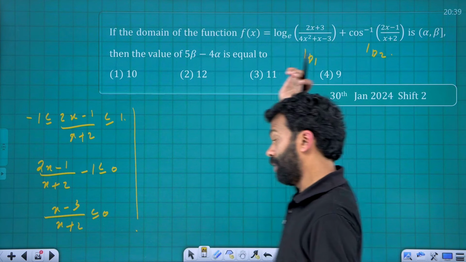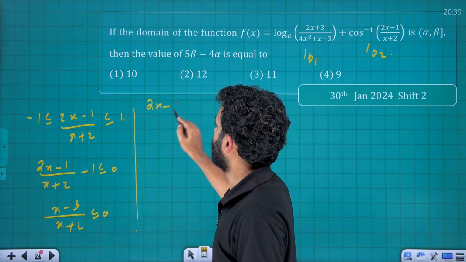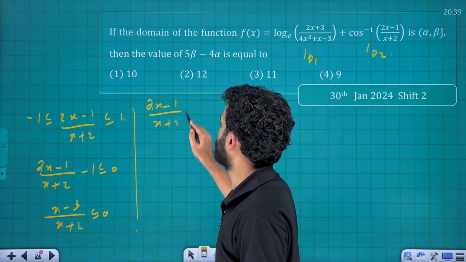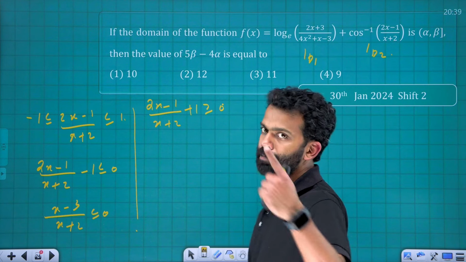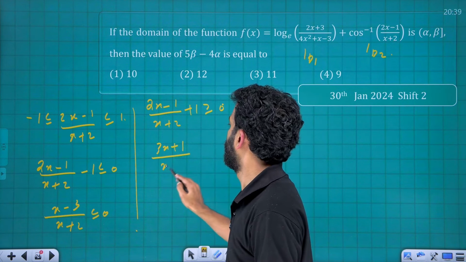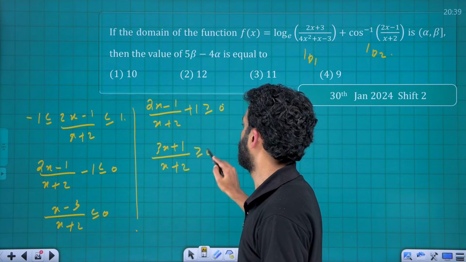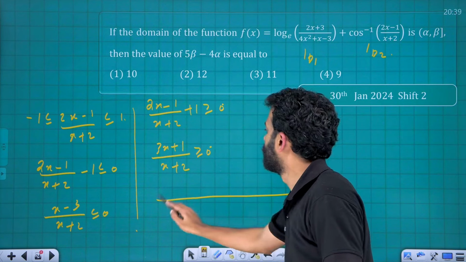Okay. Next one, interchange this, you will get (2x minus 1) divided by (x plus 2) plus 1 greater than or equal to 0. That is (3x plus 1) divided by (x plus 2) greater than or equal to 0. Okay. I think we can formulate from here and here.